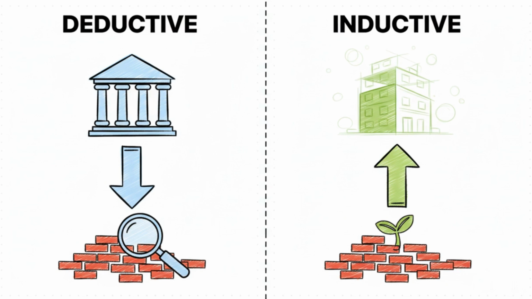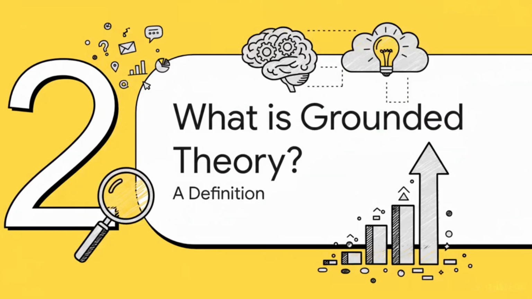Whoa, it completely flips that script. It's inductive, which means it's bottom-up. You start with the raw, messy, real-world data, and you let the theory emerge, just grow right out of your observations. Which, of course, brings us to the main event.